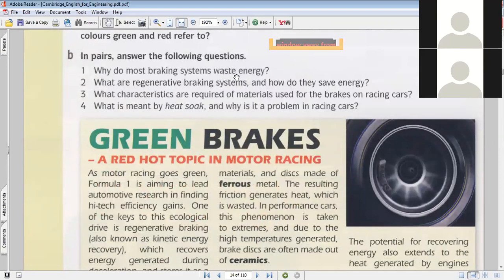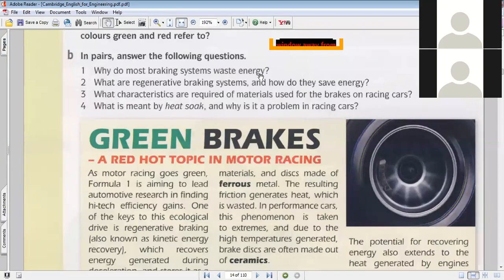Why do most braking systems waste energy? Who knows? Do you know why braking systems lose energy? Do you hear me? Yes, because of friction. The key word to answer this question is friction, just one word. Why do most braking systems waste energy? As a result of friction. Yes, thank you. Let's move to question two. So question one, it's because of friction.